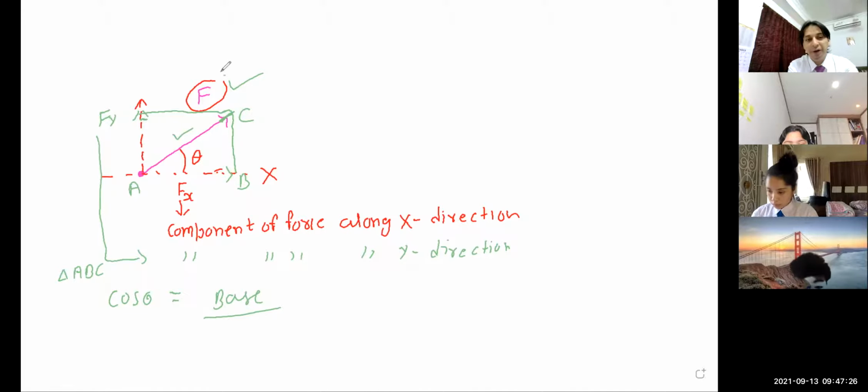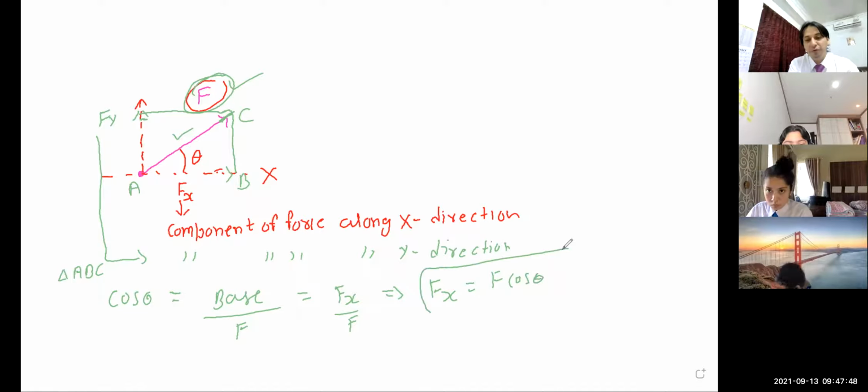Along the pink line, I have taken the F vector. So I will take here F. What is the base? On the base, we have Fx. I have written this value Fx divided by F, and we can calculate here the value of Fx. So this Fx is equal to F cos theta. So instead of Fx, you can write here along the x-axis F cos theta, children.